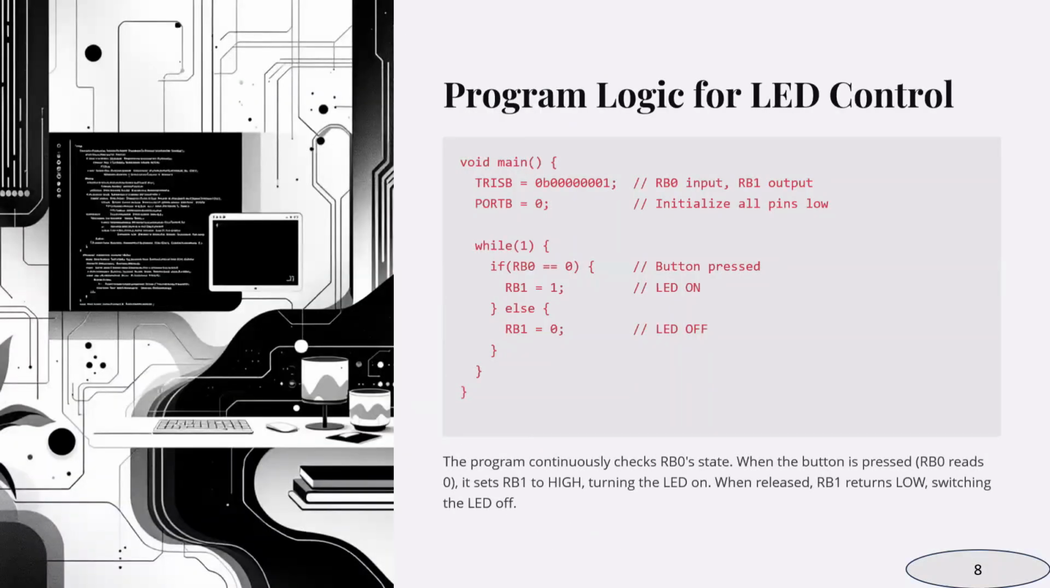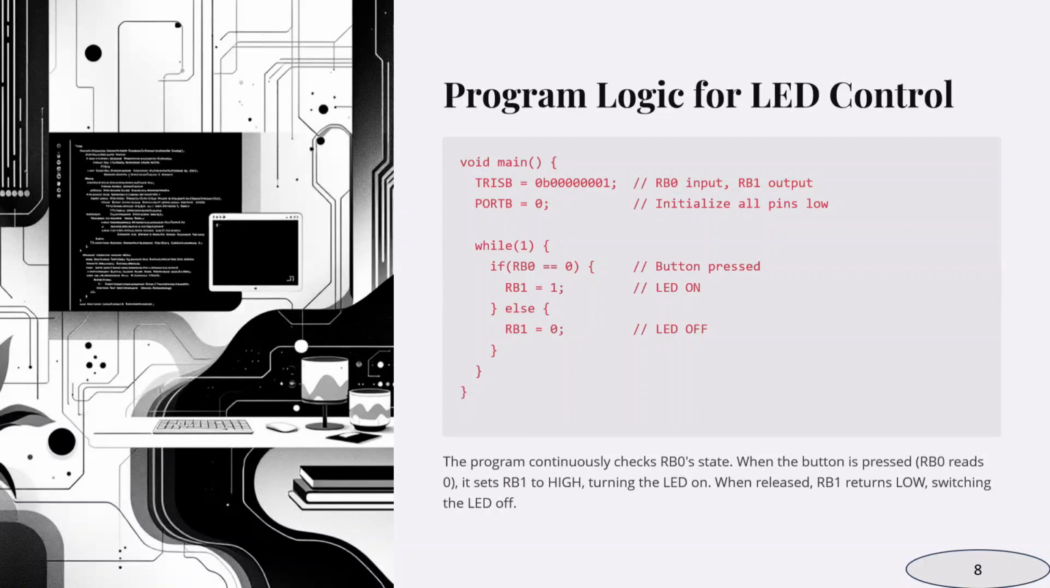Okay, so program logic for LED control. First, you have to create the project. You have to go to MPLAB and create the project. You can give any project name. Then you have to create the configuration bits, and after creating the configuration bits, you have to copy it and paste it in the main program. And inside void main, you have to write this program.